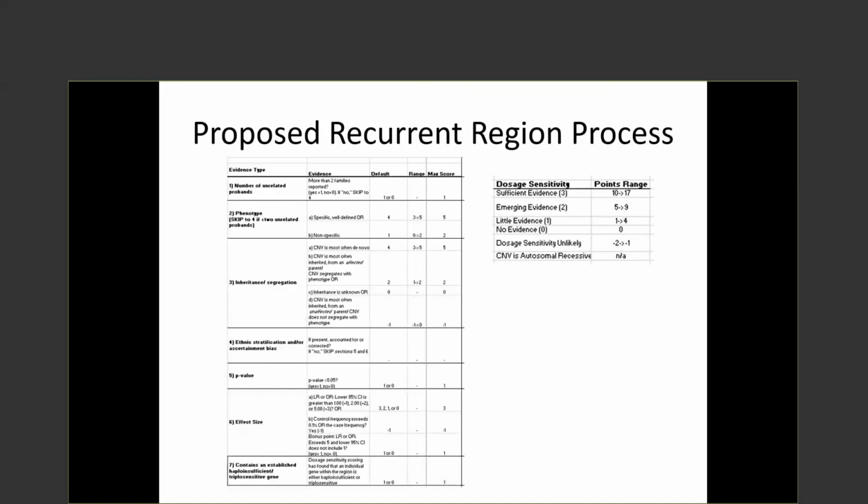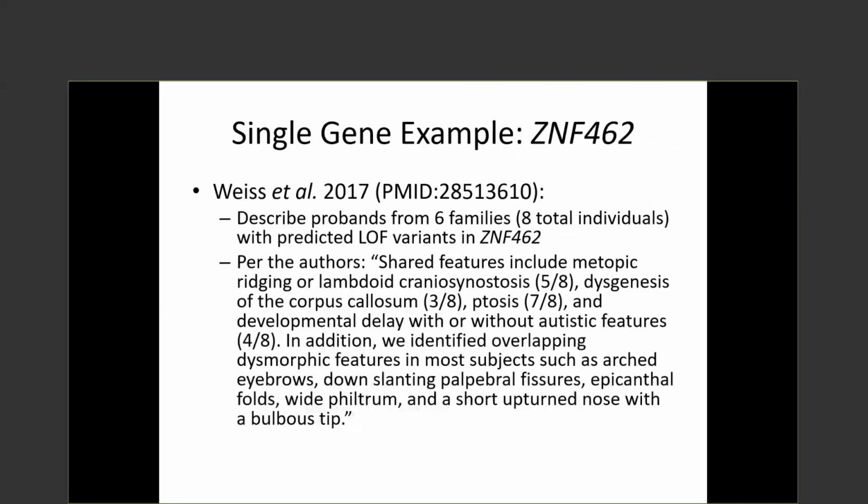Our method for evaluating recurrent regions is also undergoing changes. I won't spend much time on this as it's still in ongoing development, but it more specifically incorporates results from case control studies, such as p-values and effect sizes. So I'll quickly walk you through a single gene scoring example. Let's take the gene ZNF462.